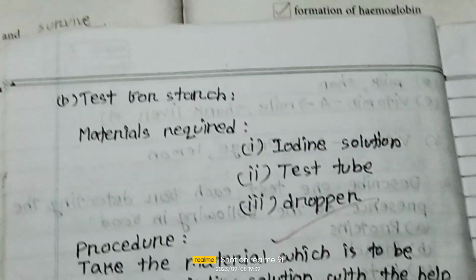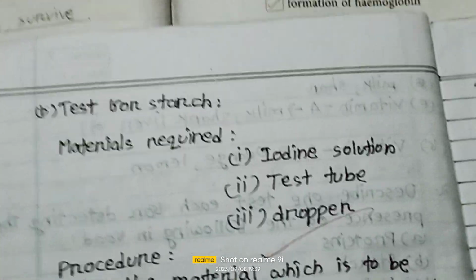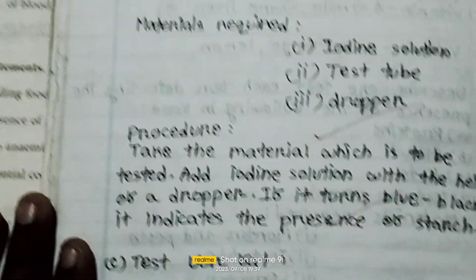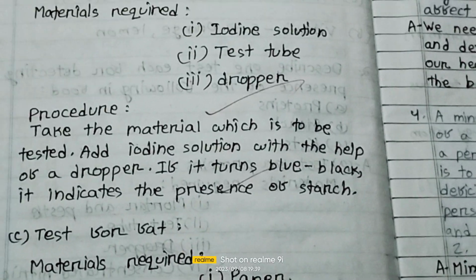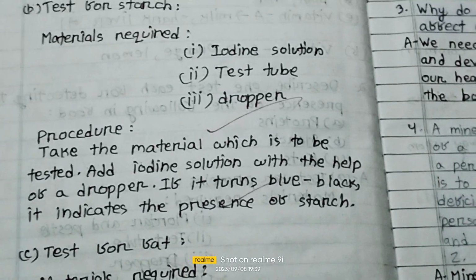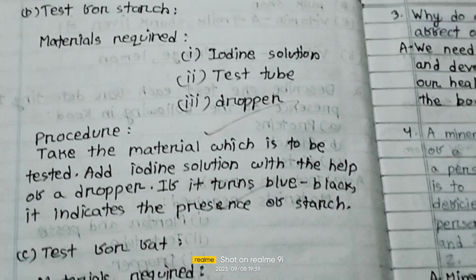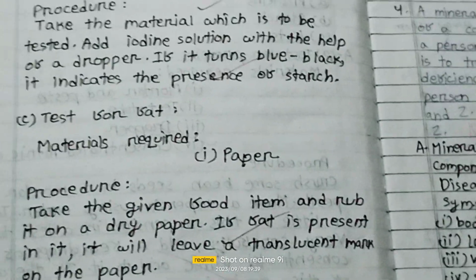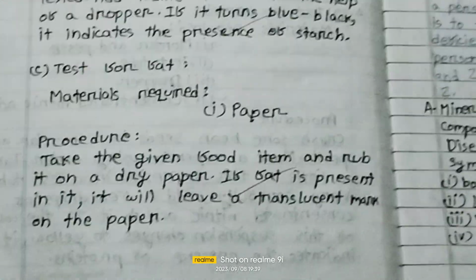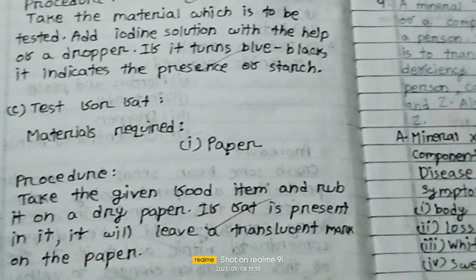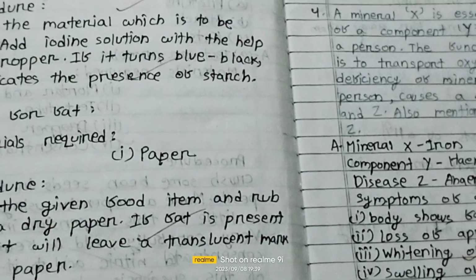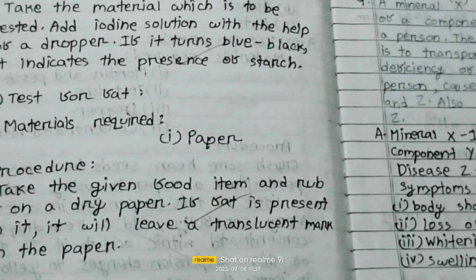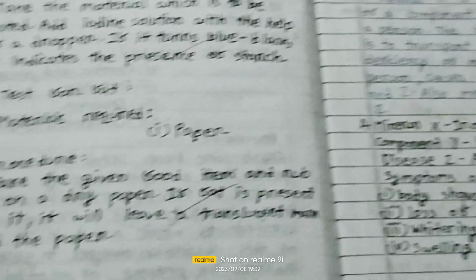Then number B. Test for starch. Materials required: iodine solution, test tube, dropper. Procedure: take the material which is to be tested, add iodine solution with the help of a dropper. If it turns blue-black, it indicates the presence of starch. Test for fat. Materials required: paper. Procedure: take the given food item and rub it on a dry paper. If fat is present in it, it will leave a translucent mark on the paper. Then we will do number 3.